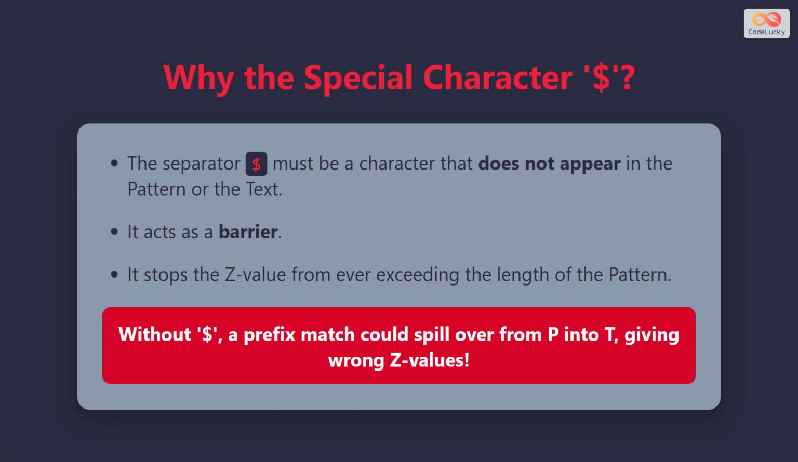You might wonder why we need that special character in the middle. This character must be unique and not appear in either the pattern or the text. Its job is to act as a blocker. It stops the prefix match from overflowing past the pattern length. This ensures our Z values correctly reflect matches against the pattern only.